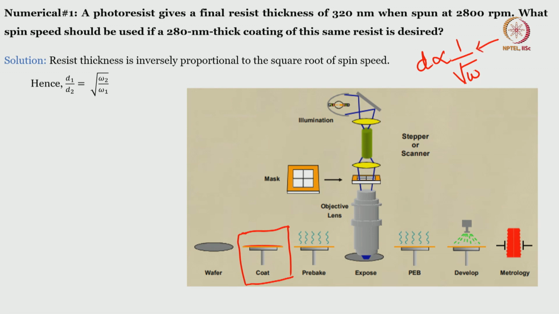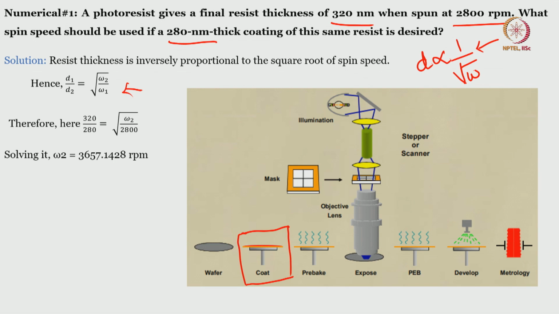Now, D1 and D2 are two different thicknesses in two different situations, and omega 2 and omega 1 are the final and initial spin speeds. If you quickly see the values given, you have one case where thickness and spin speed are given, and another desired thickness is given. All we have to find is the final spin speed. So, this equation contains 4 variables, 3 of them are known. So, finding the fourth one would be very easy peasy, right. If you just put in the values, you will get this particular value.